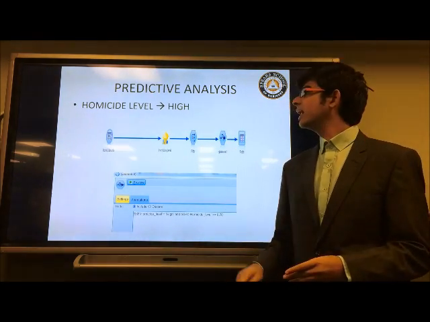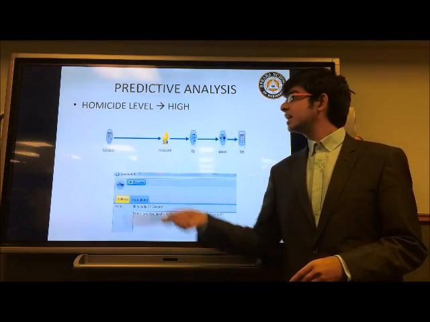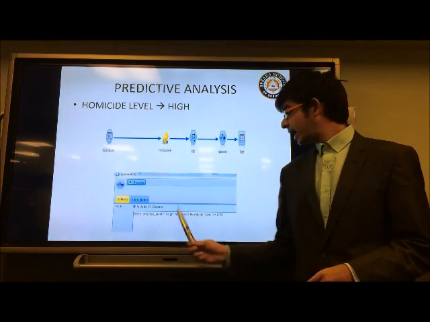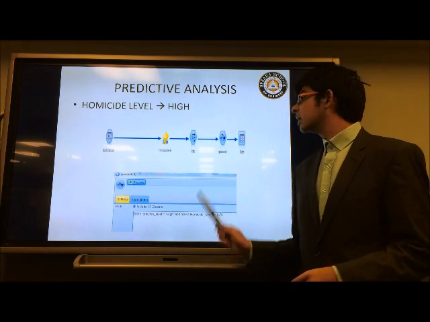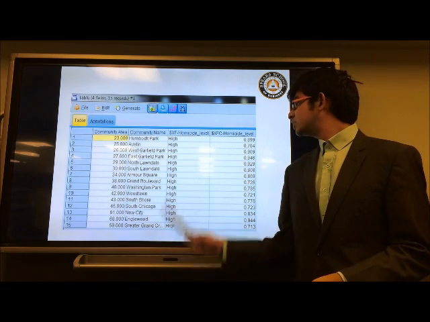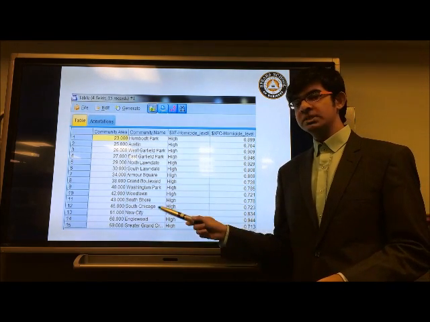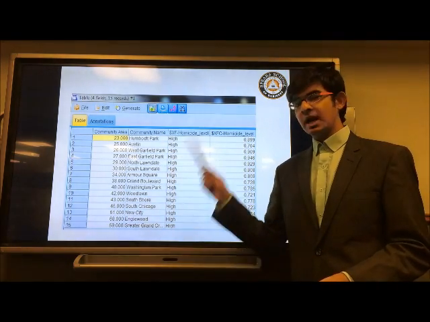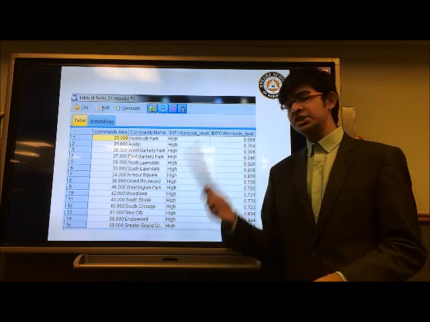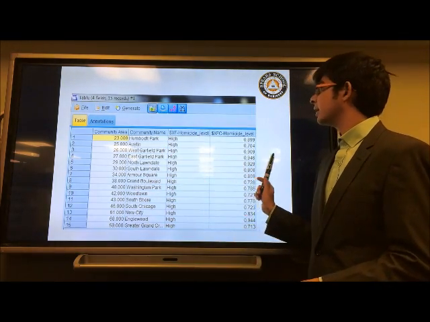After this, we did the predictive analysis to show which communities are at risk of having a high homicide level in the future. So we set the target to be high and the confidence to be 70%. Now let us see our results. As you can see, these are the 15 communities which show with 70% confidence that they will be on the high homicide level. That is, the number of homicides occurring in these communities will be more than the average in the Chicago area. So these are the communities which are at risk of being very high.